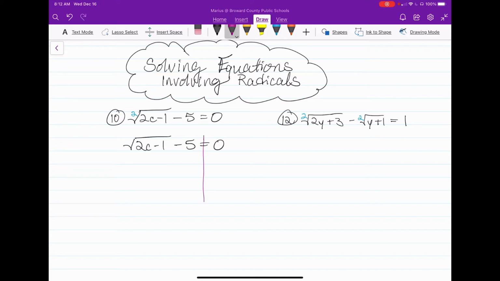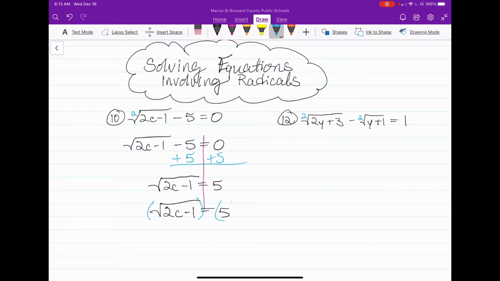So let's do that. I'm going to add 5 to both sides. That's going to give me the square root of 2c minus 1 equals positive 5. Now, we can go ahead and square both sides. And as a matter of fact, I'll rewrite it so you can see the whole step. So let's rewrite this part here. Square root of 2c minus 1 equals positive 5.